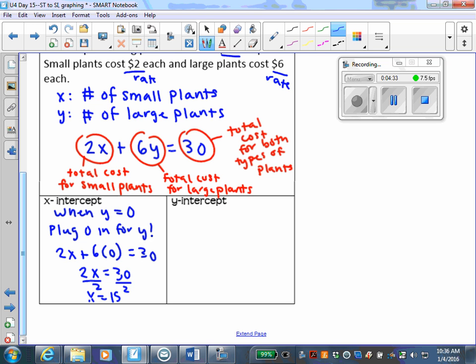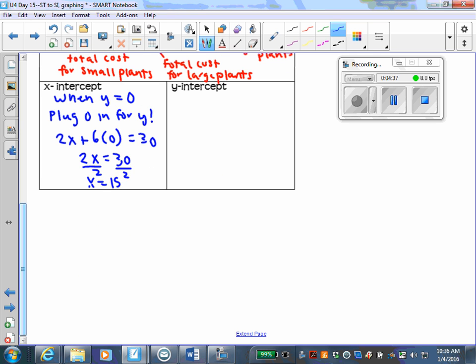And hopefully you have a little bit of room at the bottom to write a tiny bit more. I want to write this as a point also. So this would be the point 15, comma 0. 15 is the x, 0 is the y. That means if you buy 0 large plants, you could buy 15 small plants. So let's write that down. If you buy 0 large, you can buy 15 small plants.